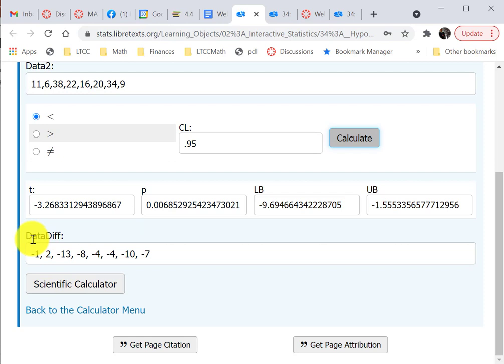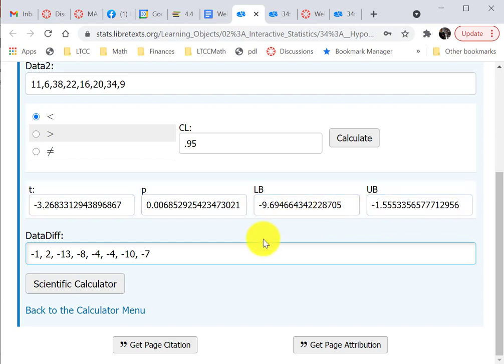Notice that the calculator gives us the data diff. So these are the differences in the data values, the first minus the second. And you'll notice that we end up with a single sample of differences. And it turns out we're just doing a t-test for the differences, just like we did in the prior chapter. The lower bound for the confidence interval was around negative 9.7 or so, and the upper bound was negative 1.55, etc. And when it's negative, that means the first is likely to be smaller than the second.